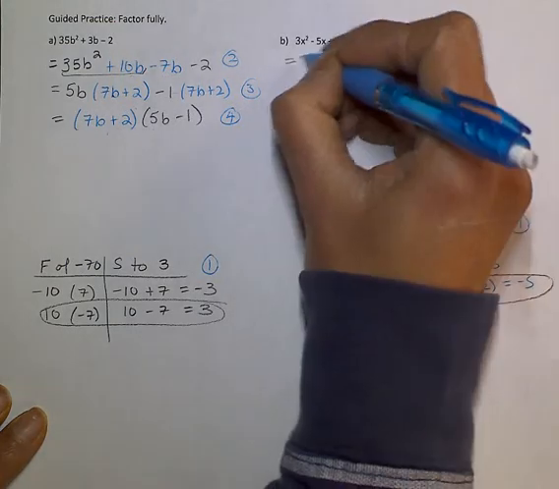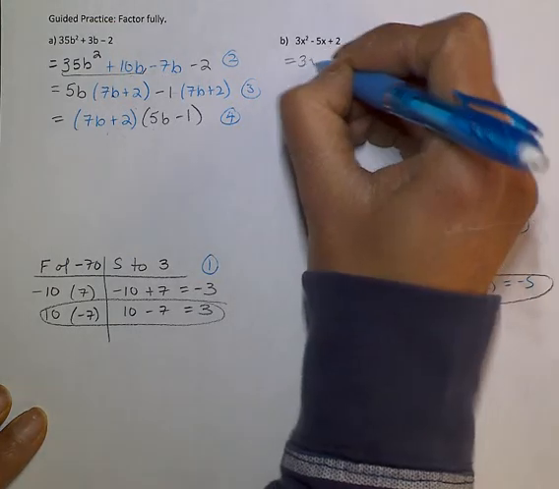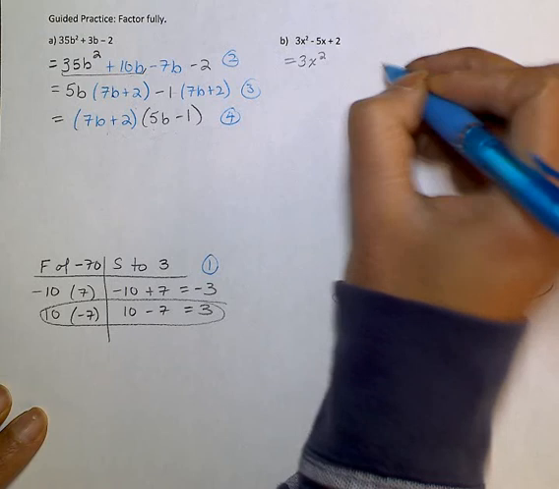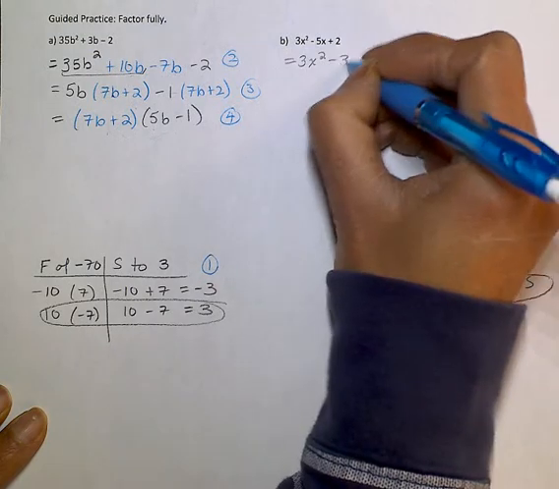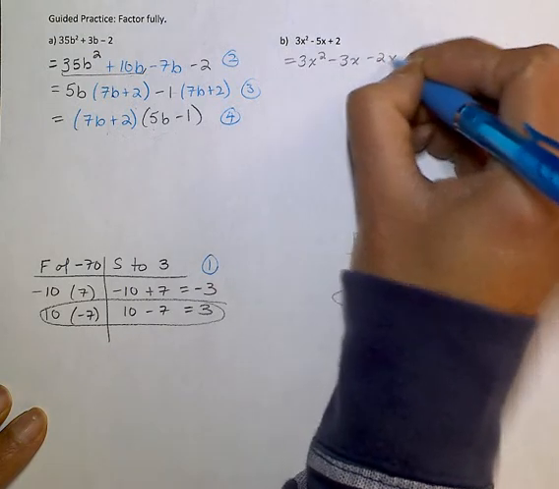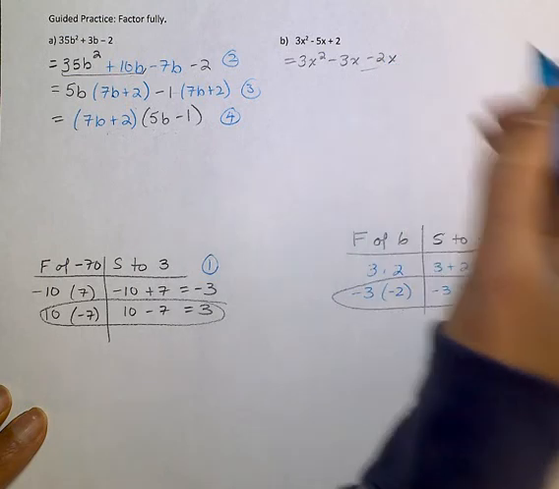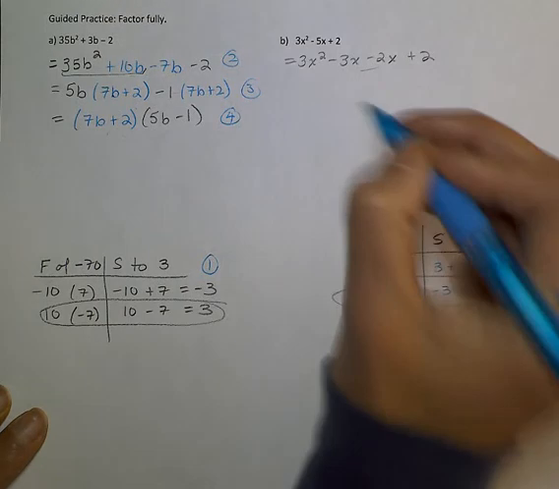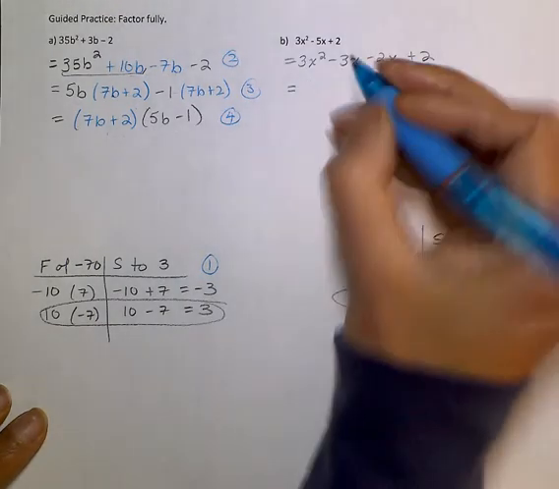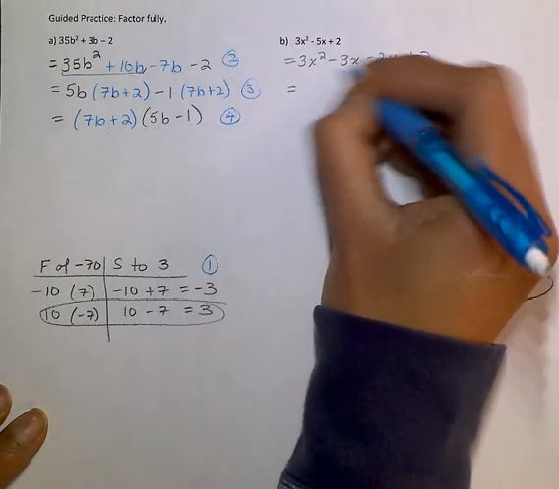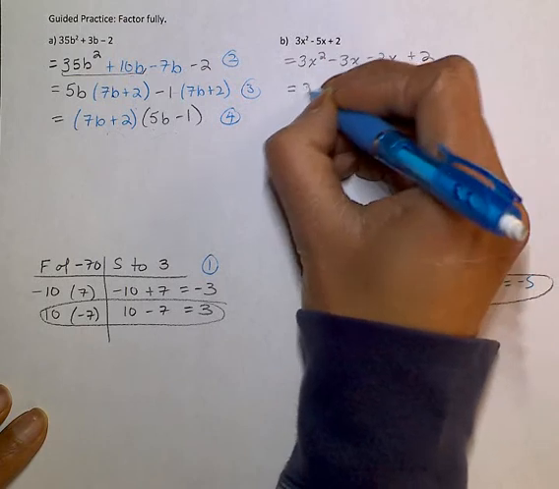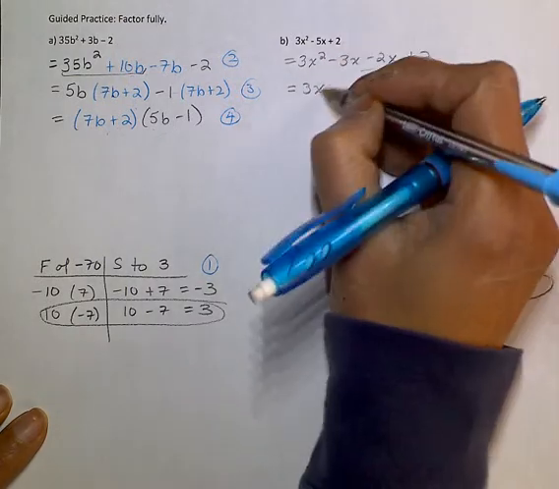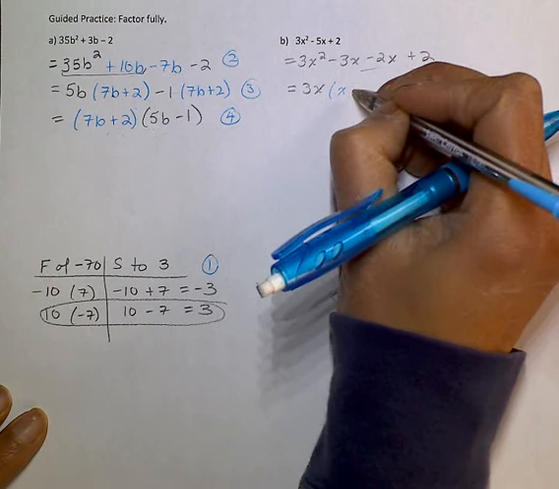So I have 3x squared. I'm going to rewrite that. Now I'm replacing the negative 5x with negative 3x minus 2x. Again, it could be in the reverse order. The only thing that's going to happen is your steps are going to look a little bit different than mine, but that's fine. We common factor twice. So the greatest common factor with my first two terms is 3x. When I factor that out, I'm left with an x minus 1.